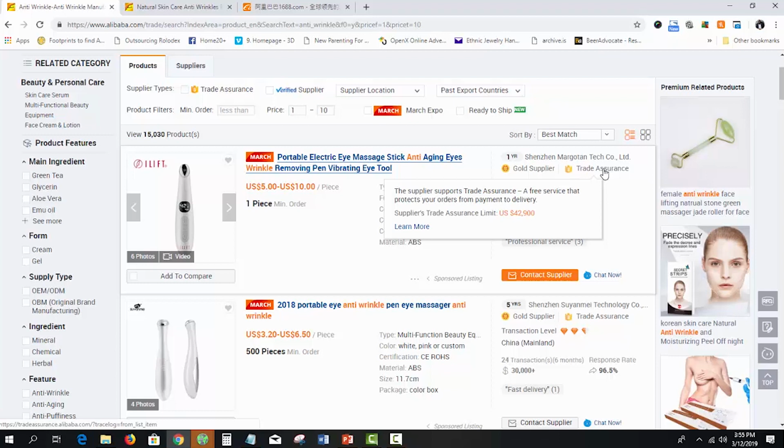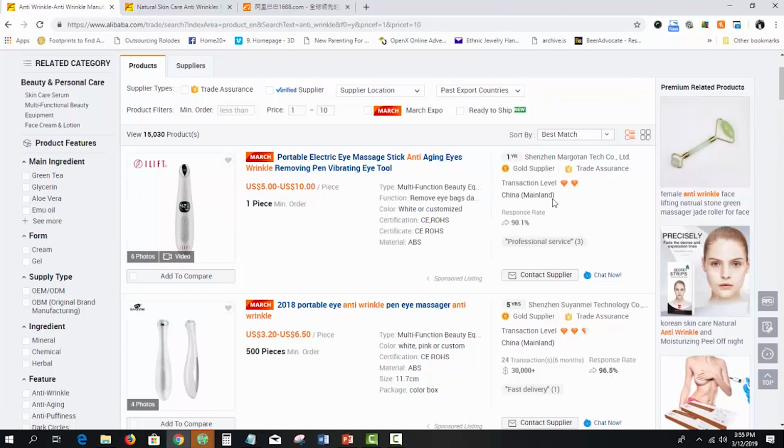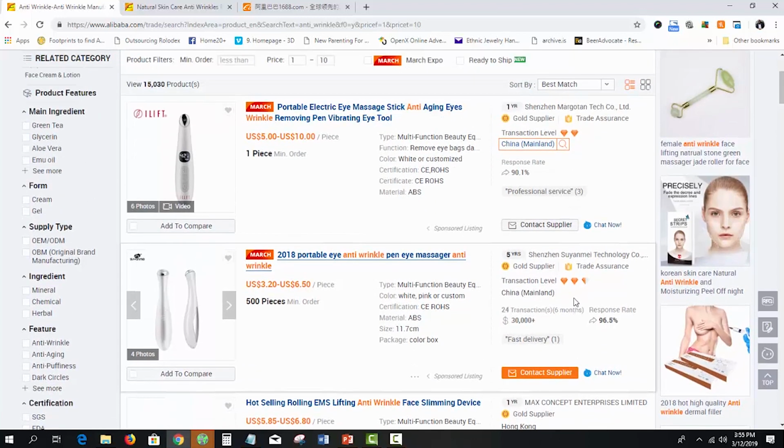So you're protected so that if the product is bad or the product doesn't meet your requirements, you can send the product back and Alibaba will pay your money, as long as you pay for the product through Alibaba's payment service. You have to pay. If you pay direct to the company, then the trade assurance protection doesn't cover you, right? Then also, they're on China mainland.